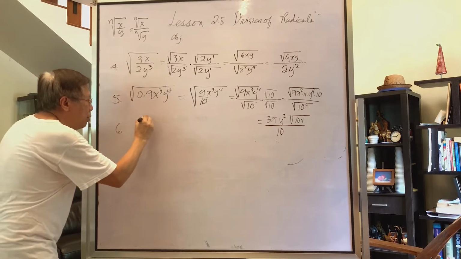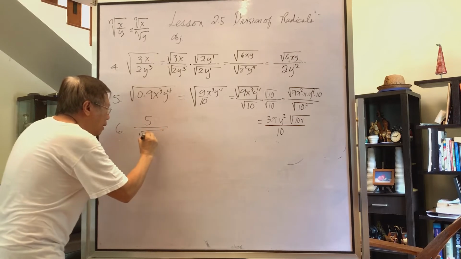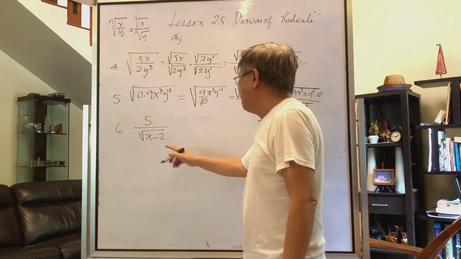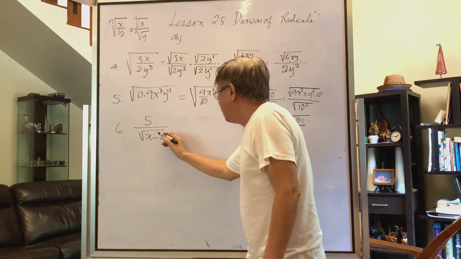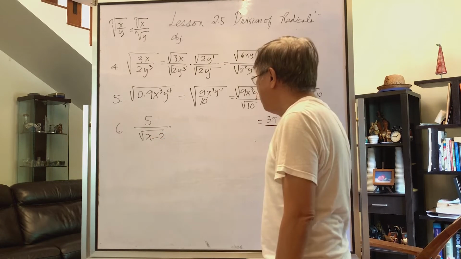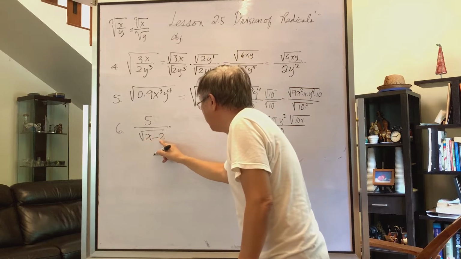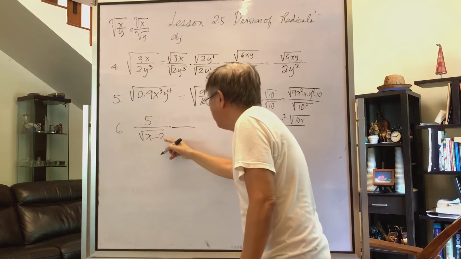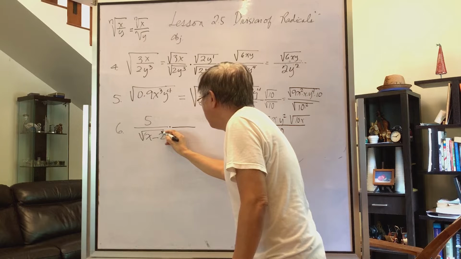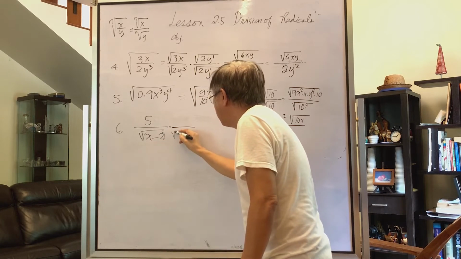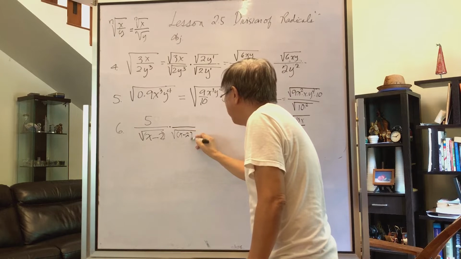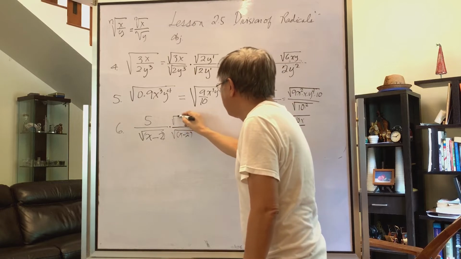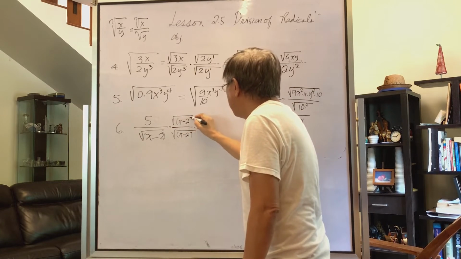Number 6. Suppose we have this radical. Notice that the denominator has a radical expression which is only a monomial. We need to get rid of square root of x minus 2 in the denominator by multiplying it with a factor that makes it a perfect square. This one is square root of x minus 2, so we need another one like that, square root of x minus 2, to make this a perfect square. And multiplying that same factor on the numerator, we have that.